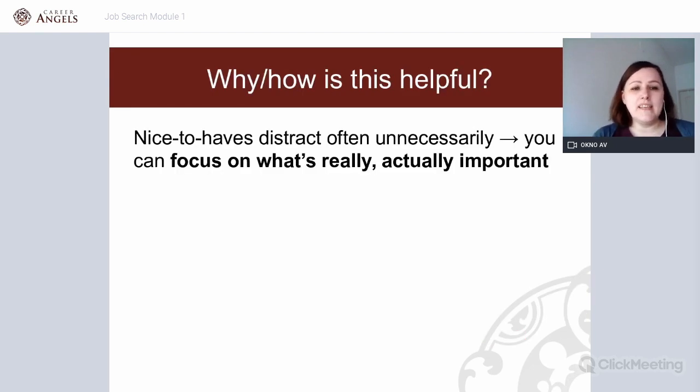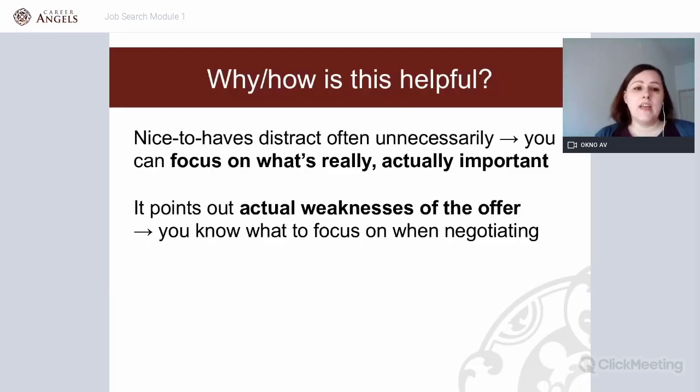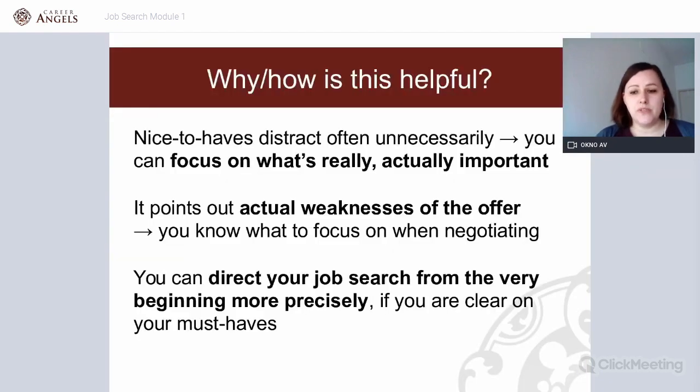So here again, just to summarize, nice to haves distract often unnecessarily. You can focus on what's really actually important. It points out actual weaknesses of the offer. You know what to focus on when negotiating. You can direct your job search from the very beginning more precisely if you're clear on your must-haves. We do see that often candidates are looking for a job that they think they want, but actually there are things that are much more important to them.